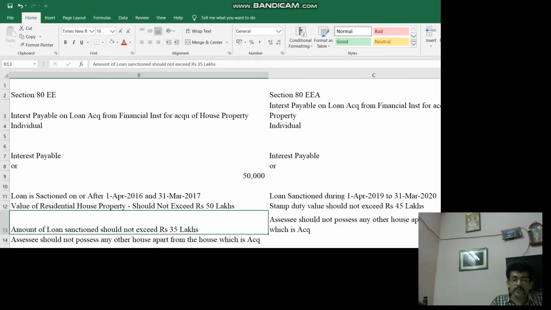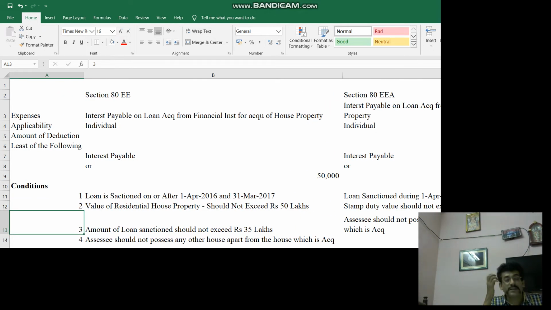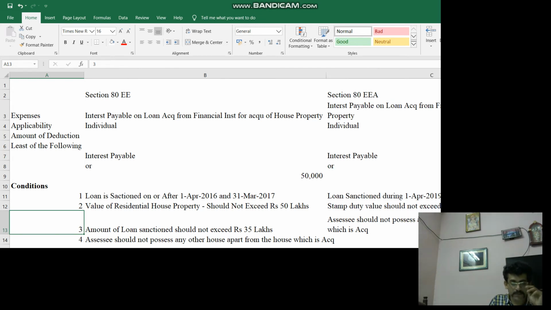And furthermore, the basic principle is that double deduction is not allowed. See, there is something called section 24 that will discuss clearly the applicability of 80EE and 80EEA, and we will try to understand it clearly when we go through income from house property. We will try to understand the impact of all these things. Okay, so just take a note of this.